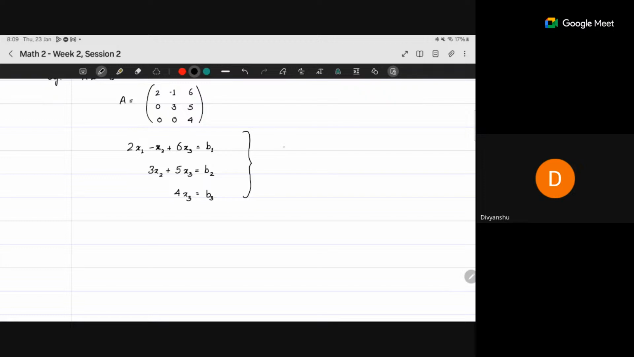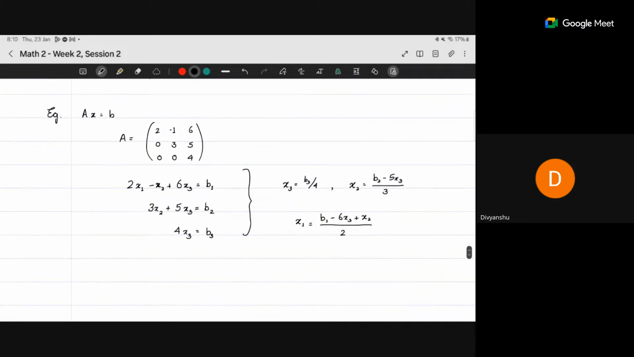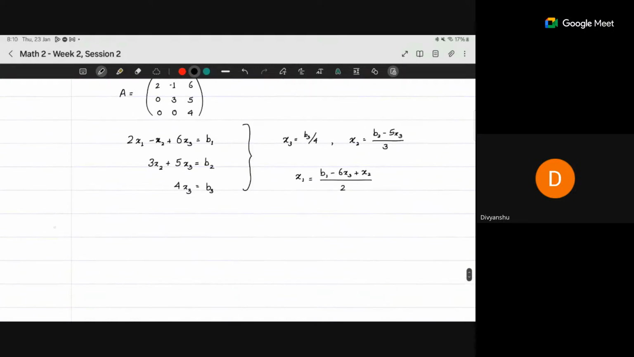So here you will directly get from the third equation that x3 is equal to b3 by 4. And you will get x2 is b2 minus 5x3 divided by 3. Put the x3 value from the previous step, but we'll do the back substitution. And x1 is b1 minus 6x3 plus x2 divided by 2. So for this, you don't need to have any other method.